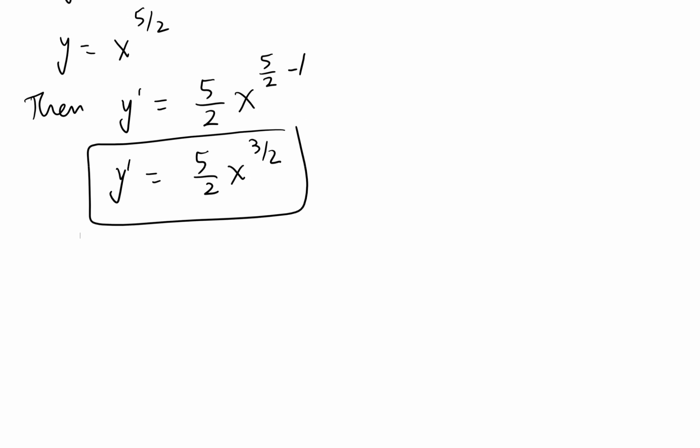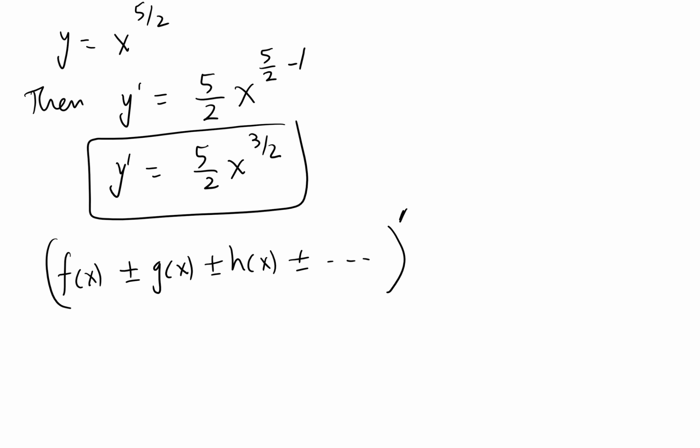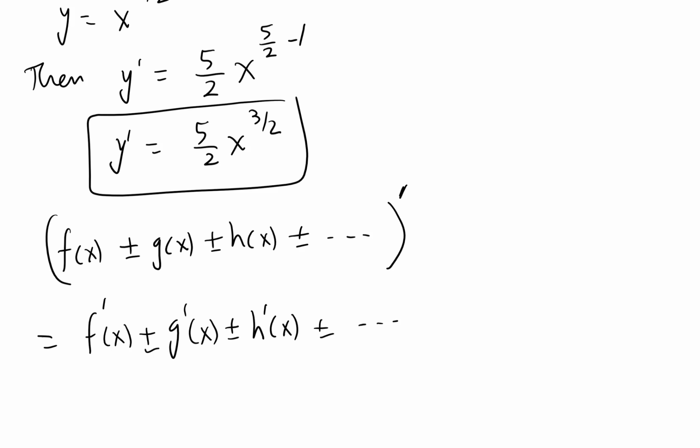So now, what happens if you have more than one function or more than one term within one function? Say we have f of x plus or minus g of x plus or minus h of x and so on, and we need to find the derivative for all this sum or difference or a combination. To find the derivative of a sum or difference, simply find the derivative of each one. So the derivative of the sum is the sum of the derivatives, like so.